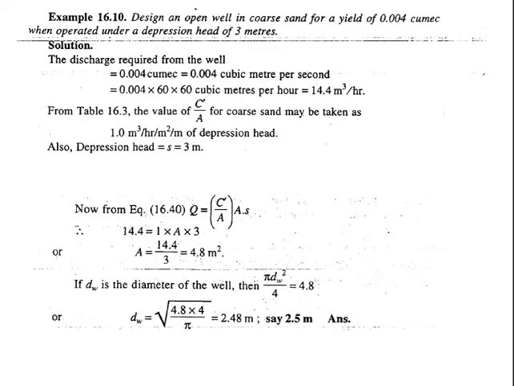So let us understand this by a simple example in which it is given to design an open well. Design an open well means we have to find the diameter. If we find the diameter, that is the design part of the open well. It is given that the yield is 0.004 cubic meter per second, and that it is being operated at a depression head of 3 meter. So we are going to convert this into cubic meter per hour. Its value will be given in the question. The depression head is given, just put all those values over here, you will get the value of area, and by using pi by 4 d square you will get the value of d. So let us suppose that it is 2.5 meter. This way we can design an open well.